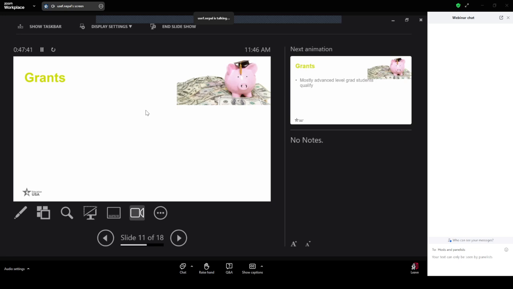It will be mentioned on your I-20, whereas the grant is something that you will only receive once you are a student at the US campus. Okay, so students who are doing advanced level of study, they could get these grants.